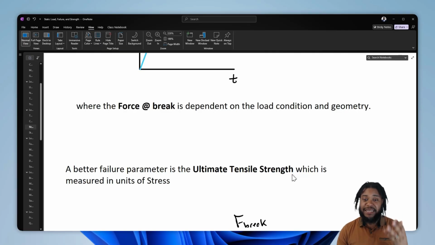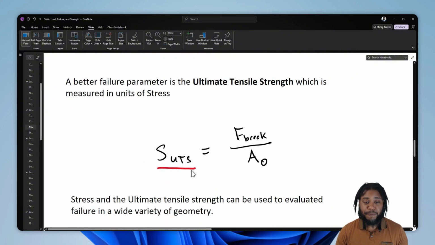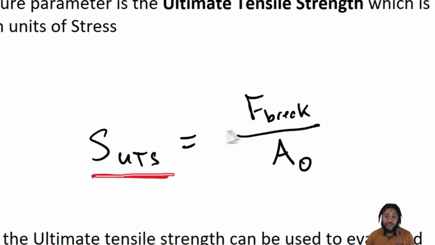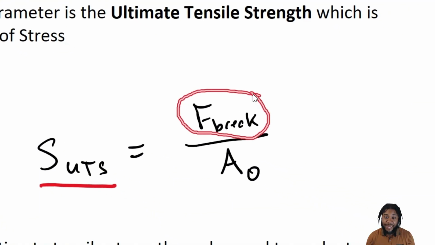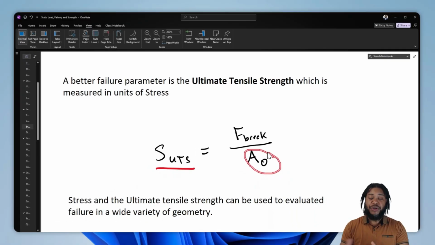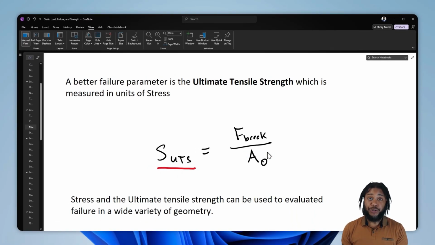This is the maximum engineering stress that a material can sustain before failure occurs. It's calculated in the units of stress, where the ultimate tensile strength is equal to the force at break divided by the cross-sectional area over which that break occurred. So the area where it broke.